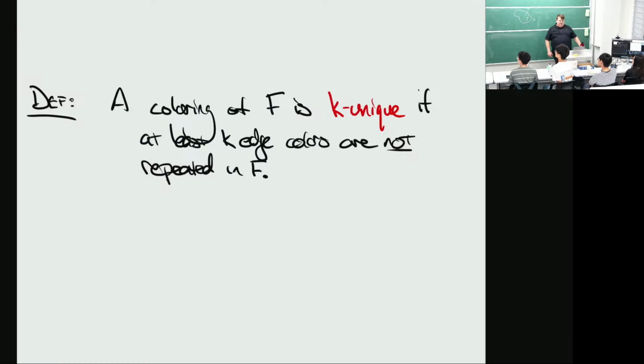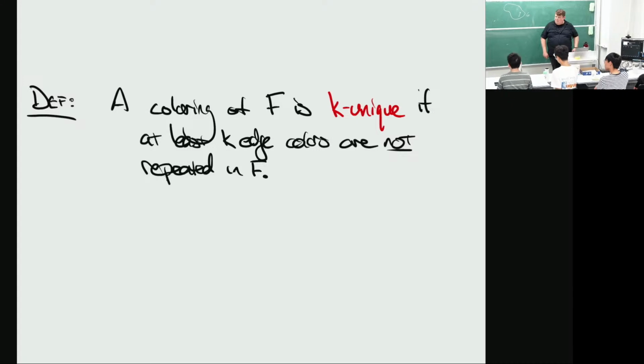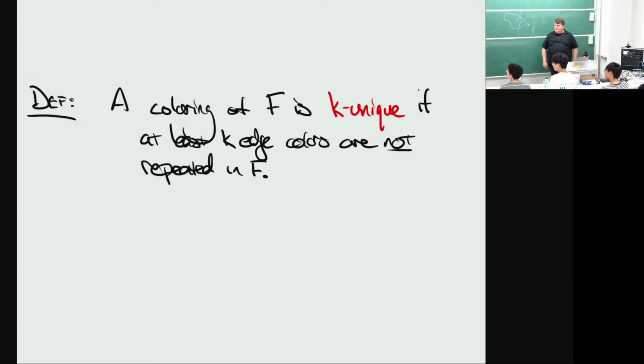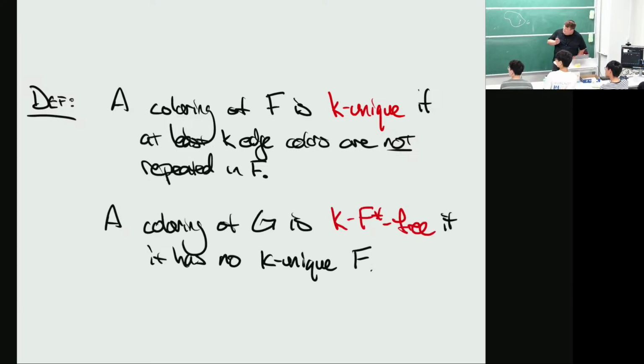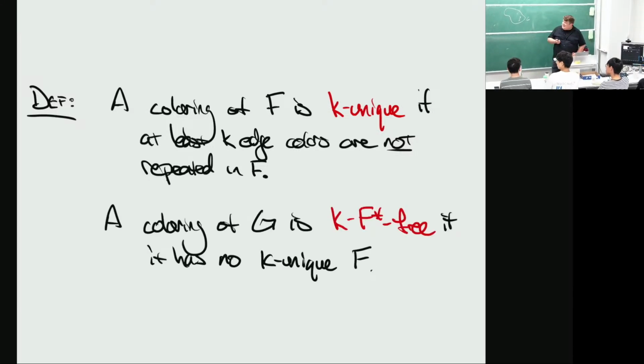So I'm going to call a coloring K-unique if at least K of its edges don't have their color repeated. So a graph is rainbow if it has M edges and it is M-unique. That says every edge should get its own unique color, and one-unique says there's at least one edge whose color doesn't show up anywhere else. And so then I can call a coloring K-F-free if it has no K-unique F in that coloring.